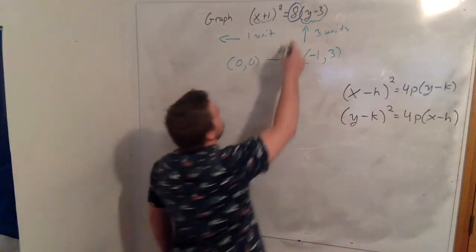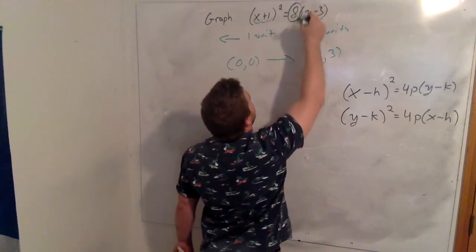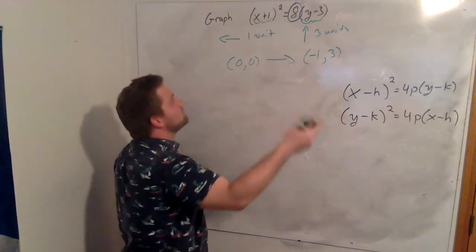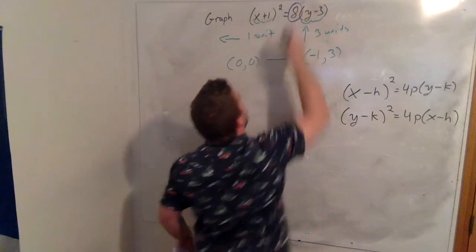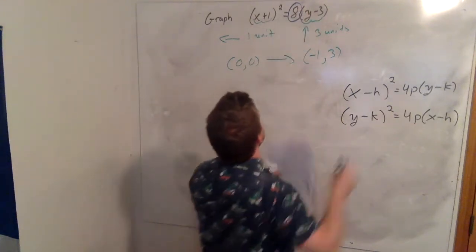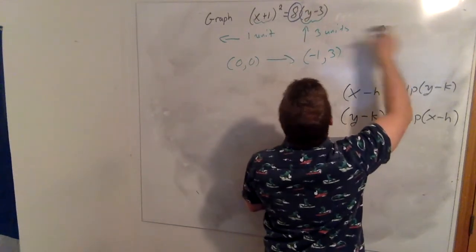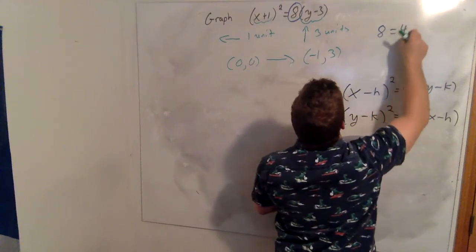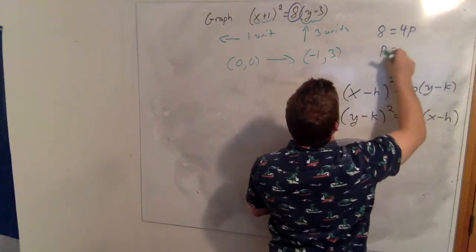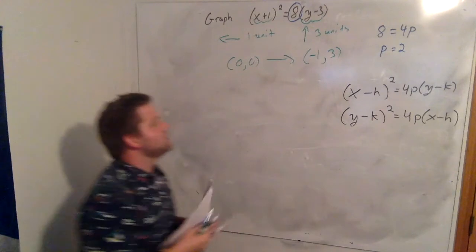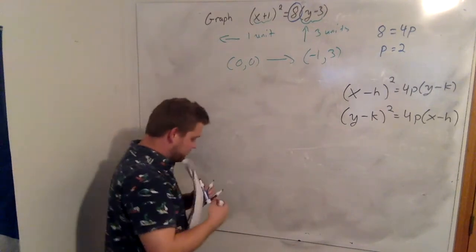So we can always still look at the coefficient in front of the y minus or y plus piece, and that'll still be our 4p. So here we have that 8 equals 4p, or p is 2 if we divide both sides by 4. This is all we need to graph our parabola.